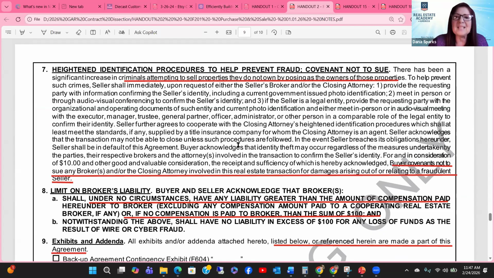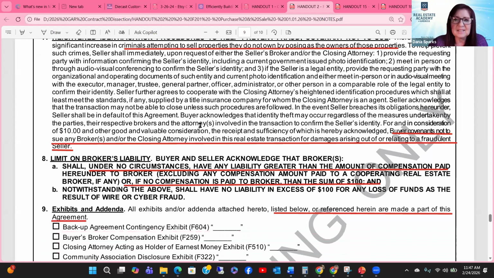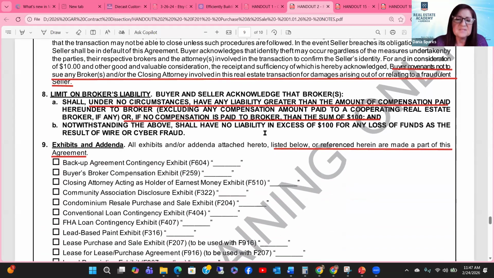Y'all be extremely leery. If you get a call from someone that says they want to sell vacant land and you do not meet them in person, there is a high likelihood that it is fraud.